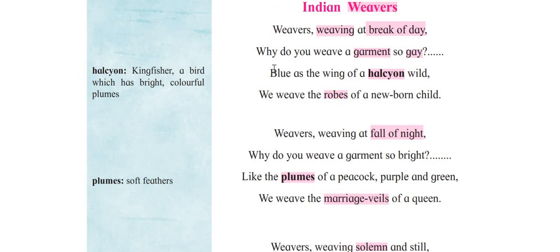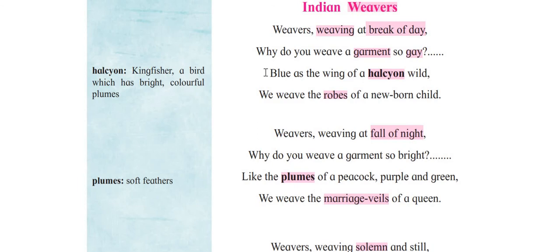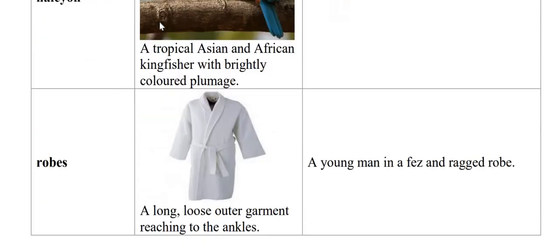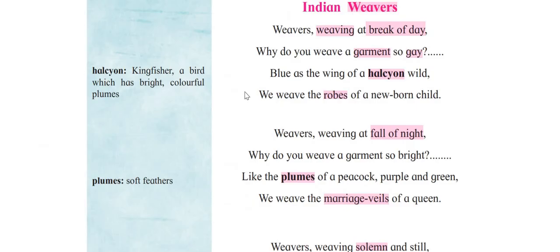Blue as the wing of a halcyon wild. What is a halcyon? Here it's written kingfisher, a bird with bright, colorful plumes. Now you want to see the blue color of a halcyon? See this. So the garment is as blue as the color of the halcyon bird. We weave the robes of a newborn child. What is robe? Robe means a cloth, a loose outer garment reaching to the ankles. So for the newborn child, they are weaving robes.